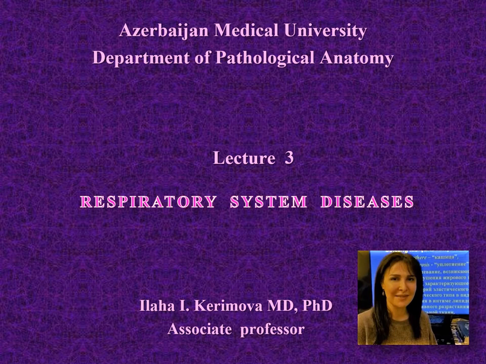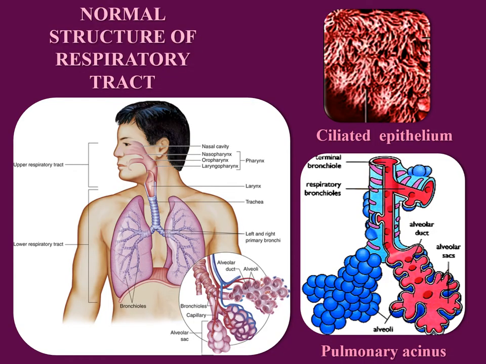The topic of the third lecture is respiratory system diseases. The lower respiratory tract is also called the tracheobronchial tree and includes the following parts: trachea, main bronchus, lobar bronchus, segmental bronchus, subsegmental bronchus, conducting bronchiole, terminal bronchiole, respiratory bronchiole, then alveolar duct, alveolar sac, and alveolus.